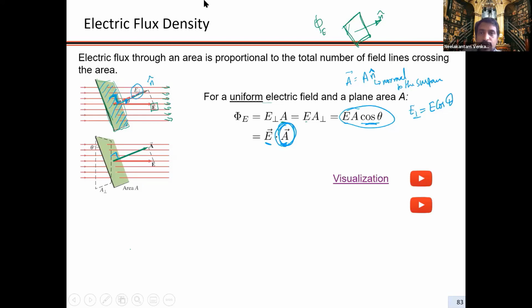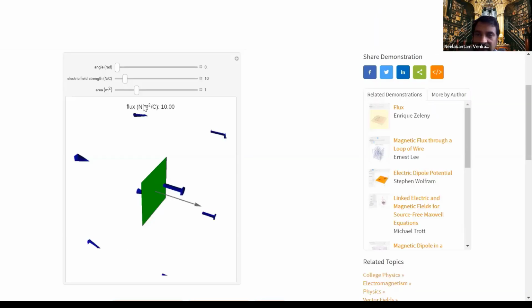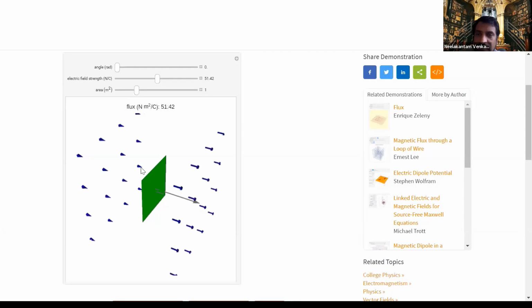I will just show you this visualization. What you see is the flux here. If I increase the electric field strength, my flux also increases. Since the angle is 0, that means the angle between the electric field and the normal, which is the normal to the area you see here, is 0. The normal to the area is in the same direction as the electric field. So E dot A is maximum, which is 51.42, because the area is 1 meter square.